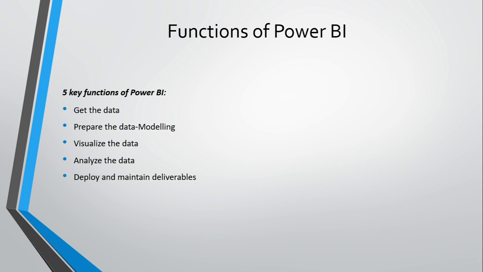Now coming to the functions, if we talk about the basic functions of Power BI, the very first function of Power BI desktop is to get the data from different data sources. The second function comes once the data has arrived. We need to prepare the data modeling. We clean the data in case it is not clean, create the particular model, and identify the relationship between the keys.